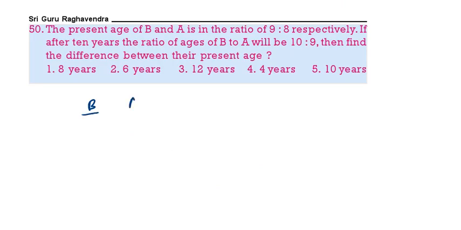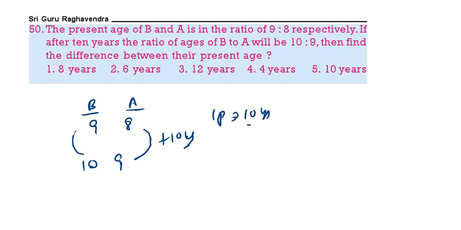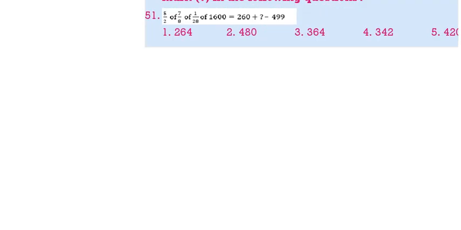Next question. The present age of B and A is 9:8. After 10 years, it will be equal to 10:9. So 9 is becoming 10, 8 is becoming 9. So one part is equal to 10 years. Difference of the ages is one part, that is equal to 10 years. Option 5. Next question. What should come in the place of the question mark in the following questions?